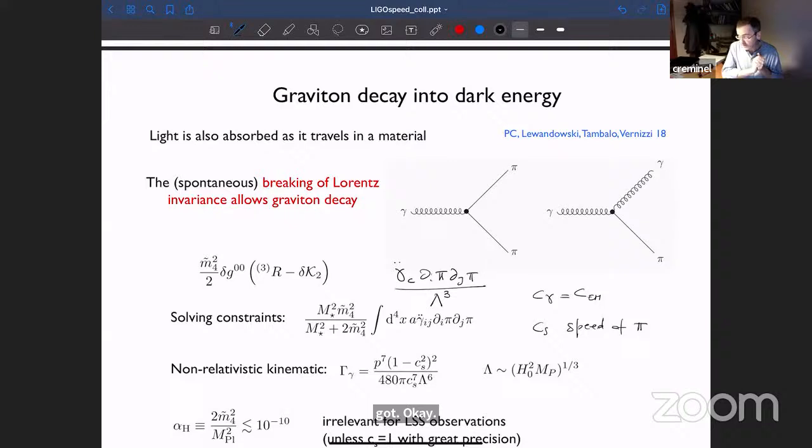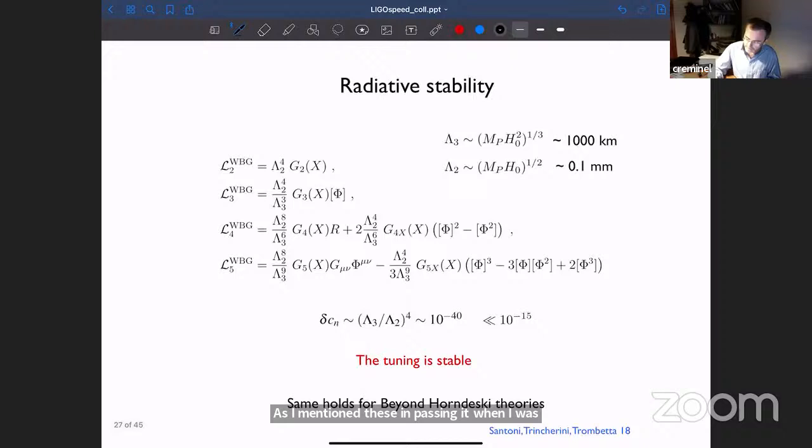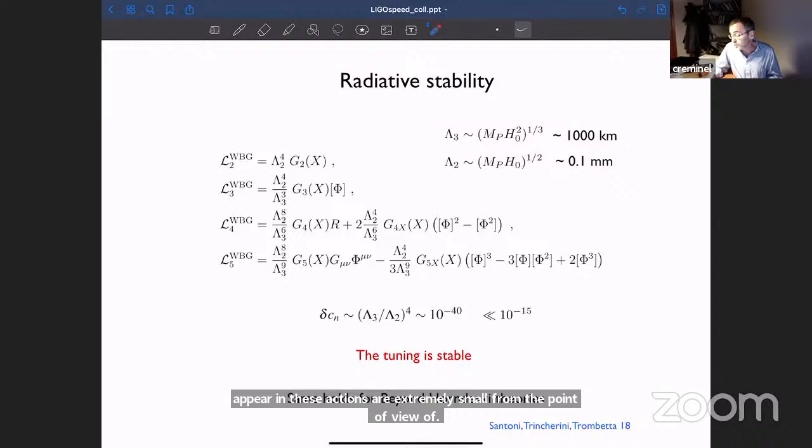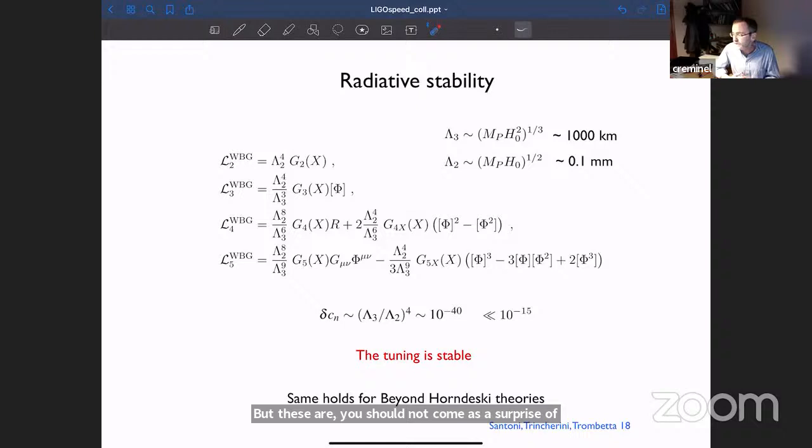Let me also take your question to mention the following. The scale that suppresses these interactions is very small. I mentioned this in passing when I was talking about relative stability. The scales that usually appear in this action are extremely small from the point of view of particle physics, but this should not come as a surprise. Of course, you want this dark energy sector to induce acceleration, and we know that the scale associated with the acceleration is very small. And so basically you have a theory with interactions which are suppressed by a very small scale.